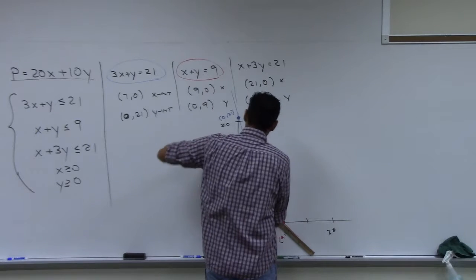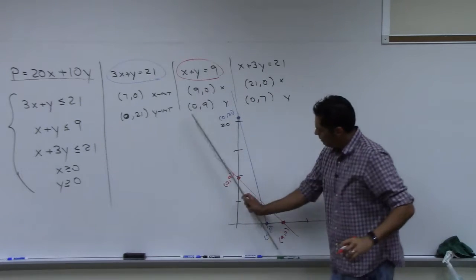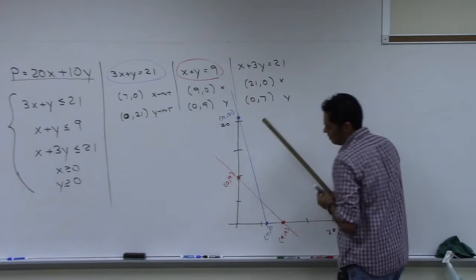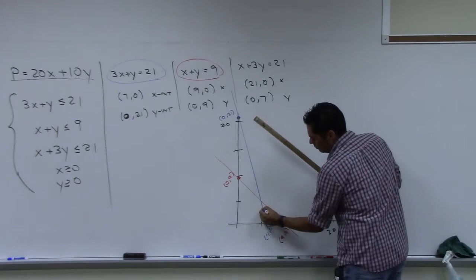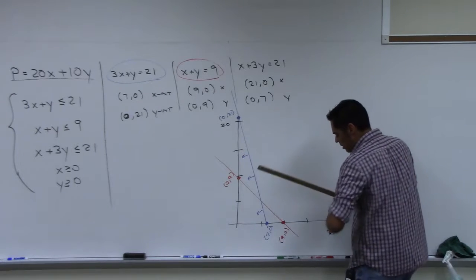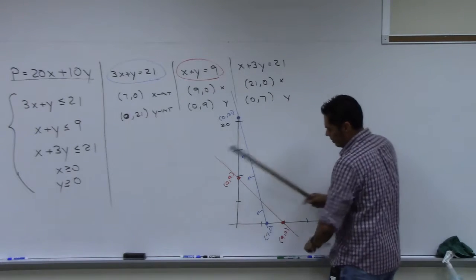Which side of the blue line are you going to shade? To the left or to the right? Left. So on that blue one, it is going to be to the left. And then the red one is going to be kind of below it, I guess, or to the left.